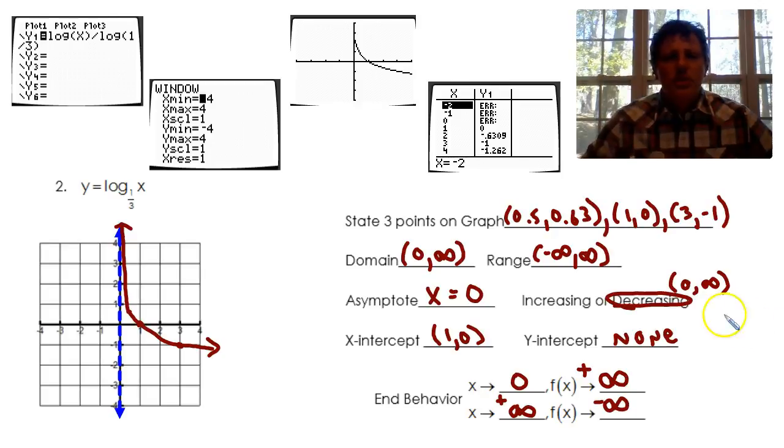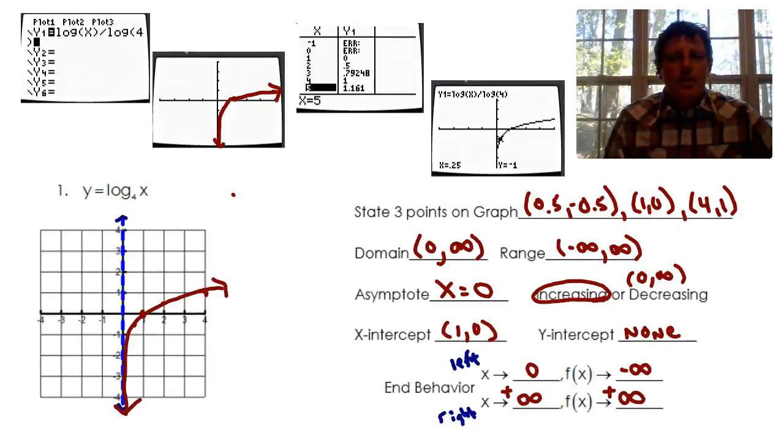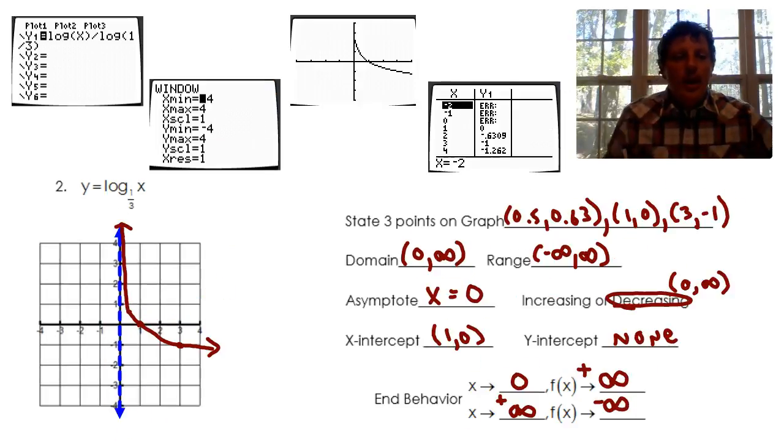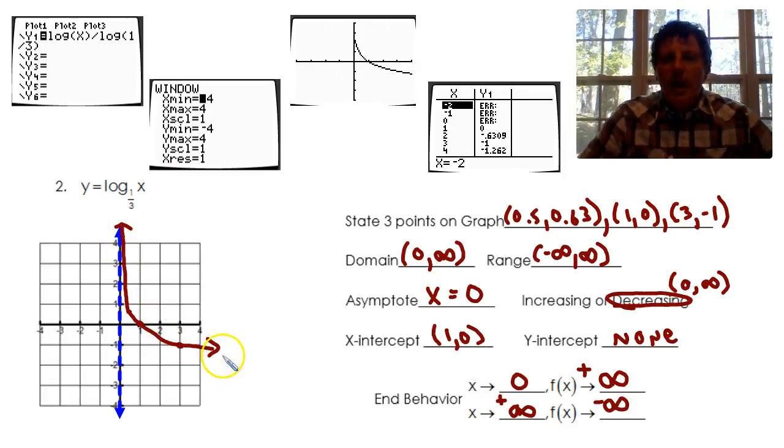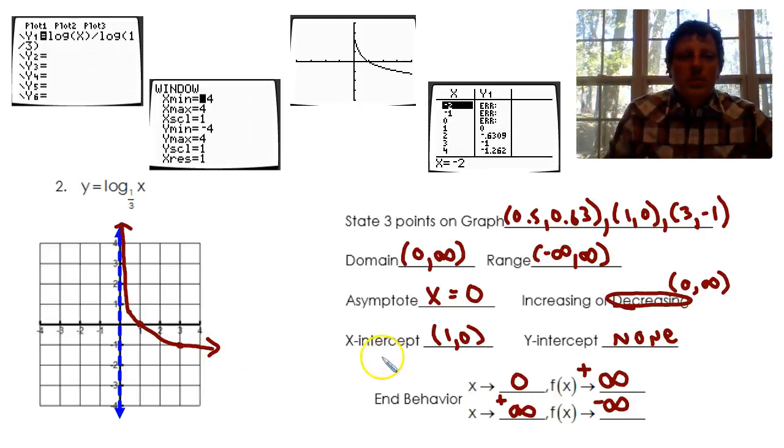Here is another example of a parent function, but this one has a 1/3 as the base instead of a 4. What we notice with the 4, which is a number bigger than 1, is that the function is increasing. It's going up. And when we have a number that is between 0 and 1 as our base, the function is decreasing. It's going down. So that is a pattern that you'll see unless there's some sort of reflection across the x-axis or y-axis.